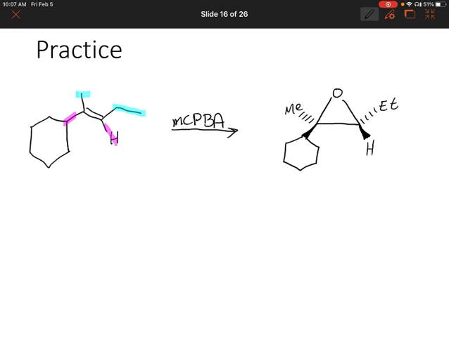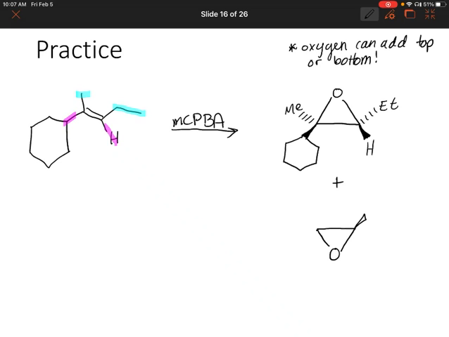Now, the epoxide, the oxygen, could come from the top or the bottom of the alkene. So let's make a note. Oxygen can add top or bottom. So we would also see kind of the upside down version. And I'm still going to keep my cyclohexane and hydrogen groups as wedges and my methyl and ethyl groups as dashes.